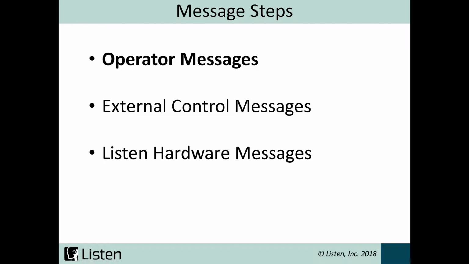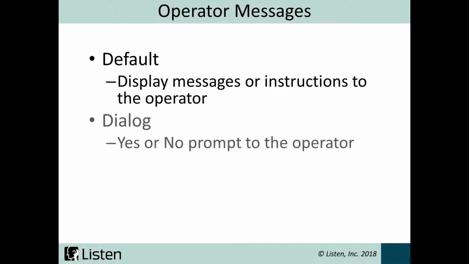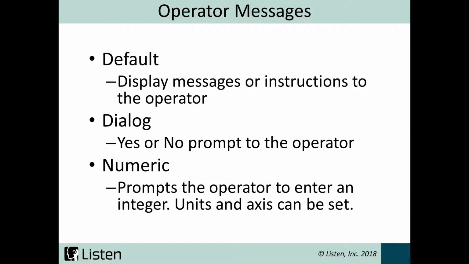In this video, we're going to go over the operator message step. There are three types of operator message steps. The default is used to display messages or instructions to the operator. Dialog will display a yes or no prompt, and the operator must select one. And a numeric will prompt the operator to actually enter an integer. Units and axes can be set, and this integer can be used later in SoundCheck.